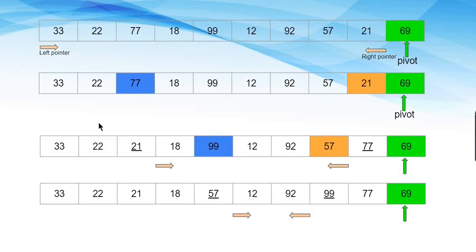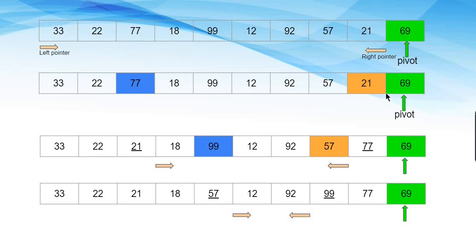All right, now let's see another example. Say we have a list 33, 22, 77, 18, 19, 12, 92, 57, 21, and 69. Here I would like to choose the pivot as 69, just to show you that we can choose any element as the pivot element. So now let's start scanning from the left and right. 69 compared with 33, it's fine, it's smaller. Then 22 with 69, it's fine. 77 is greater than 69, so we need to stop here.